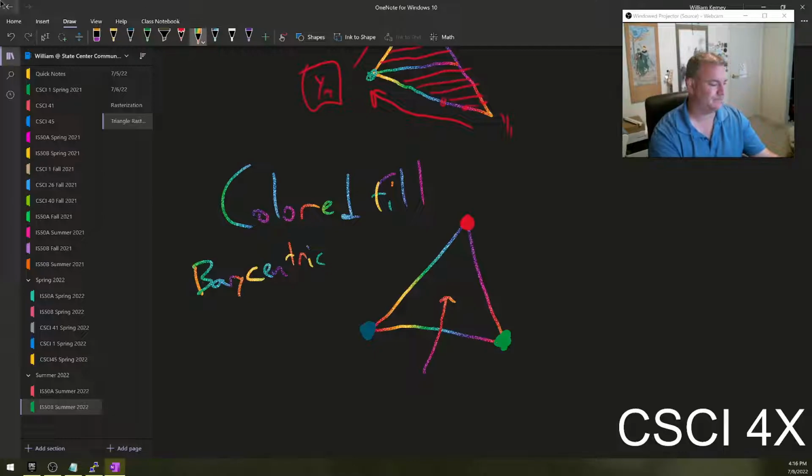What do you think? Yeah, it should be gray, right? What about a point here? What do you think, Collins? Like that point. It's pretty close to red, but it's not exactly red. What color do you think that one should be? If you just had to guess.